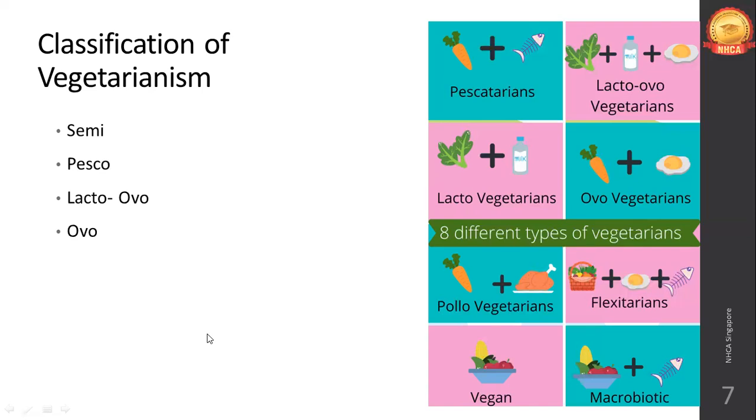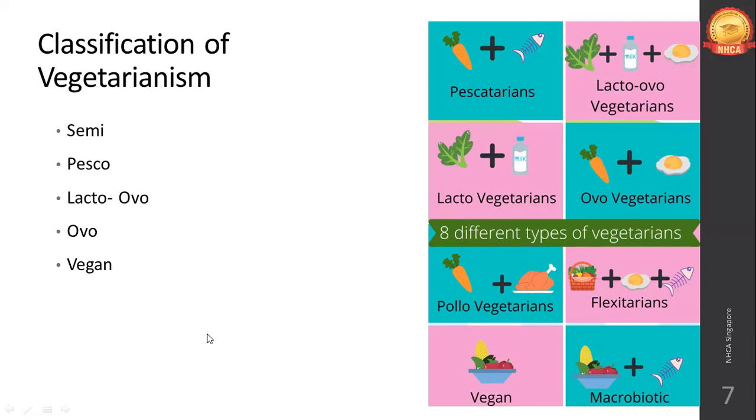Ovo vegetarians will not have milk and milk products, only eggs, fruits, vegetables, and legumes. That is the ovo vegetarian. No milk and milk products, no meat at all. Vitamin D, calcium, riboflavin, and iron deficiency is seen.